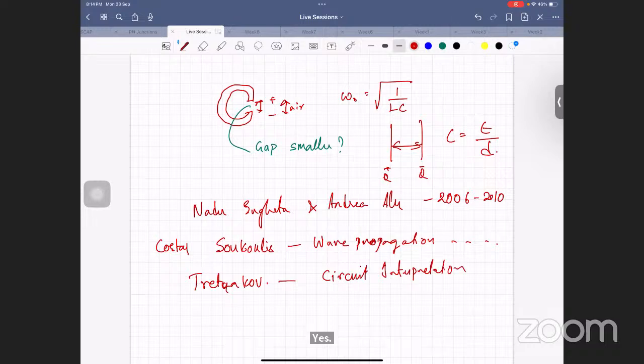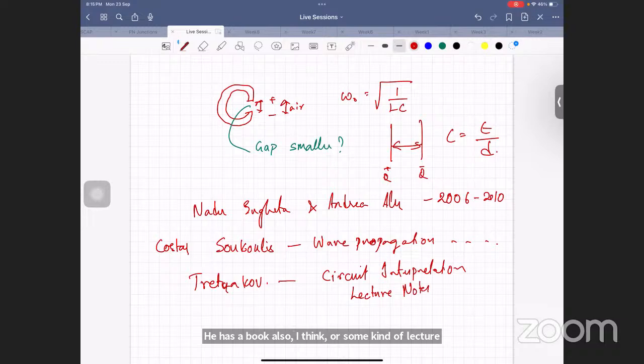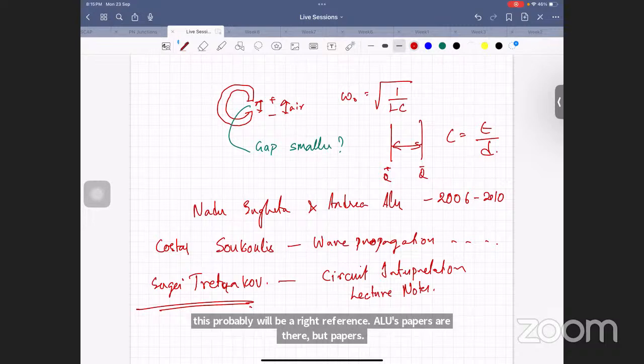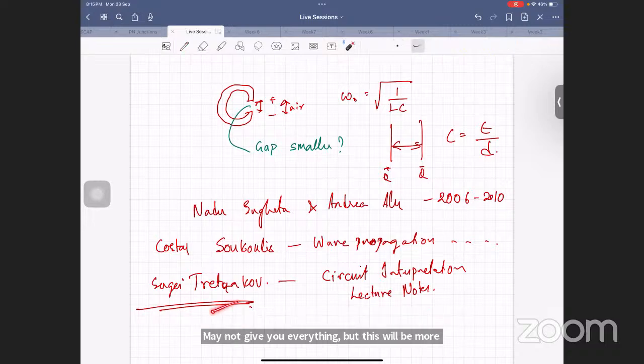He has a book also, I think, or some kind of lecture notes. Okay, sure. This probably will be a right reference. The papers are there, but papers may not give you everything. But this will be more mathematical. You find the right balance. Okay. Yes, sir. Thank you.